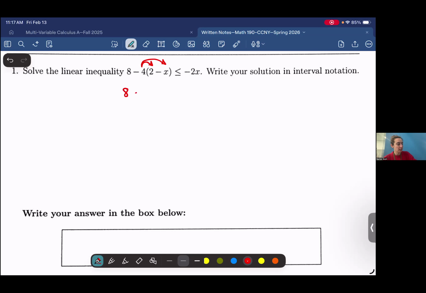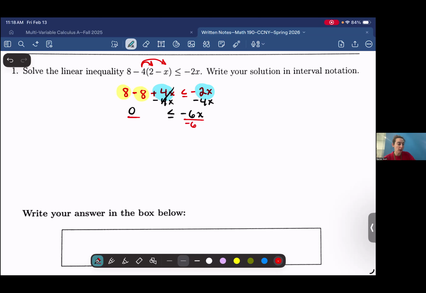Now we're looking at 8 minus 8 plus 4x is less than or equal to negative 2x. Now let's combine some like terms. Our 8s end up shooting to 0, and then we're going to subtract 4x from both sides. So we have 0 is less than or equal to negative 6x. And then we're going to divide both sides by negative 6.